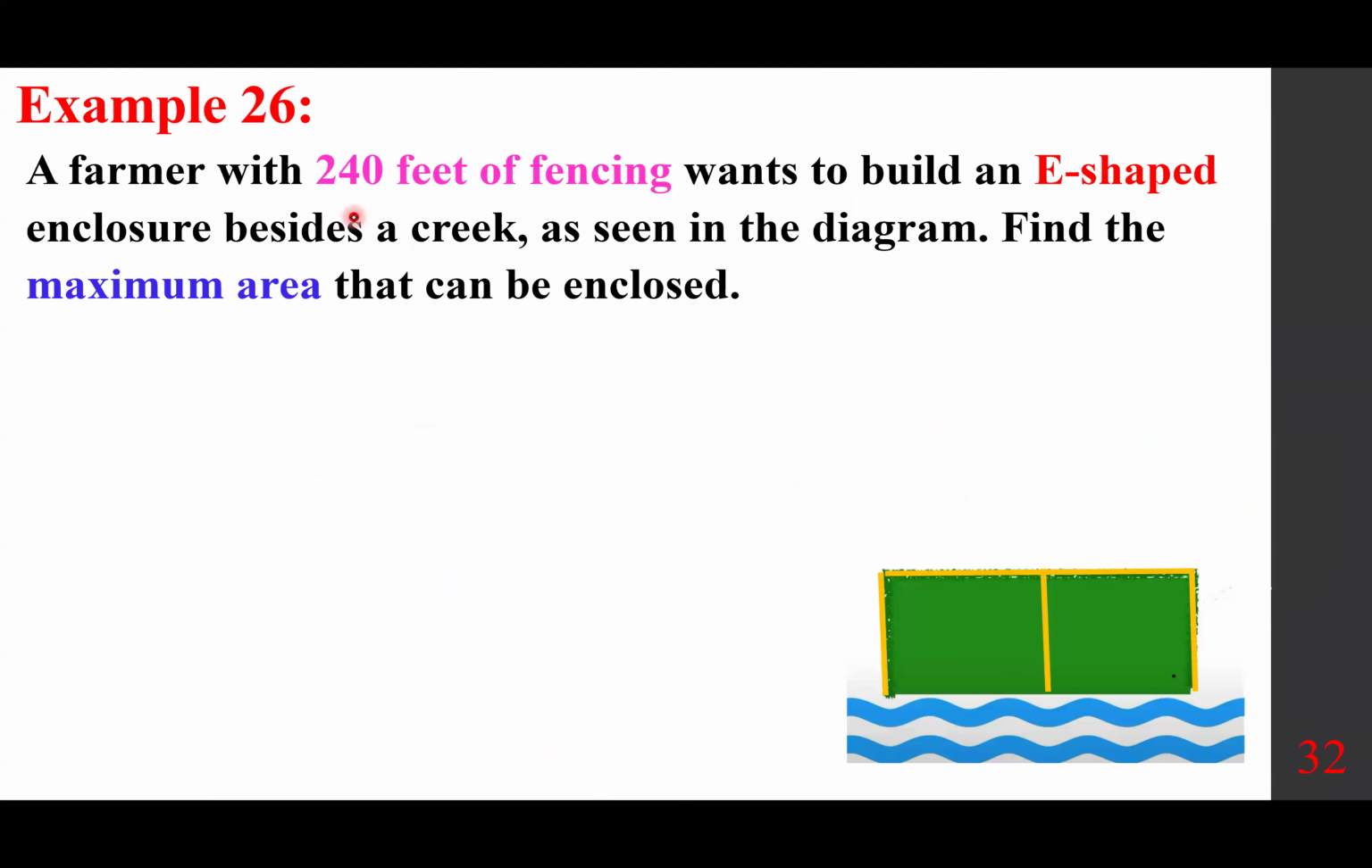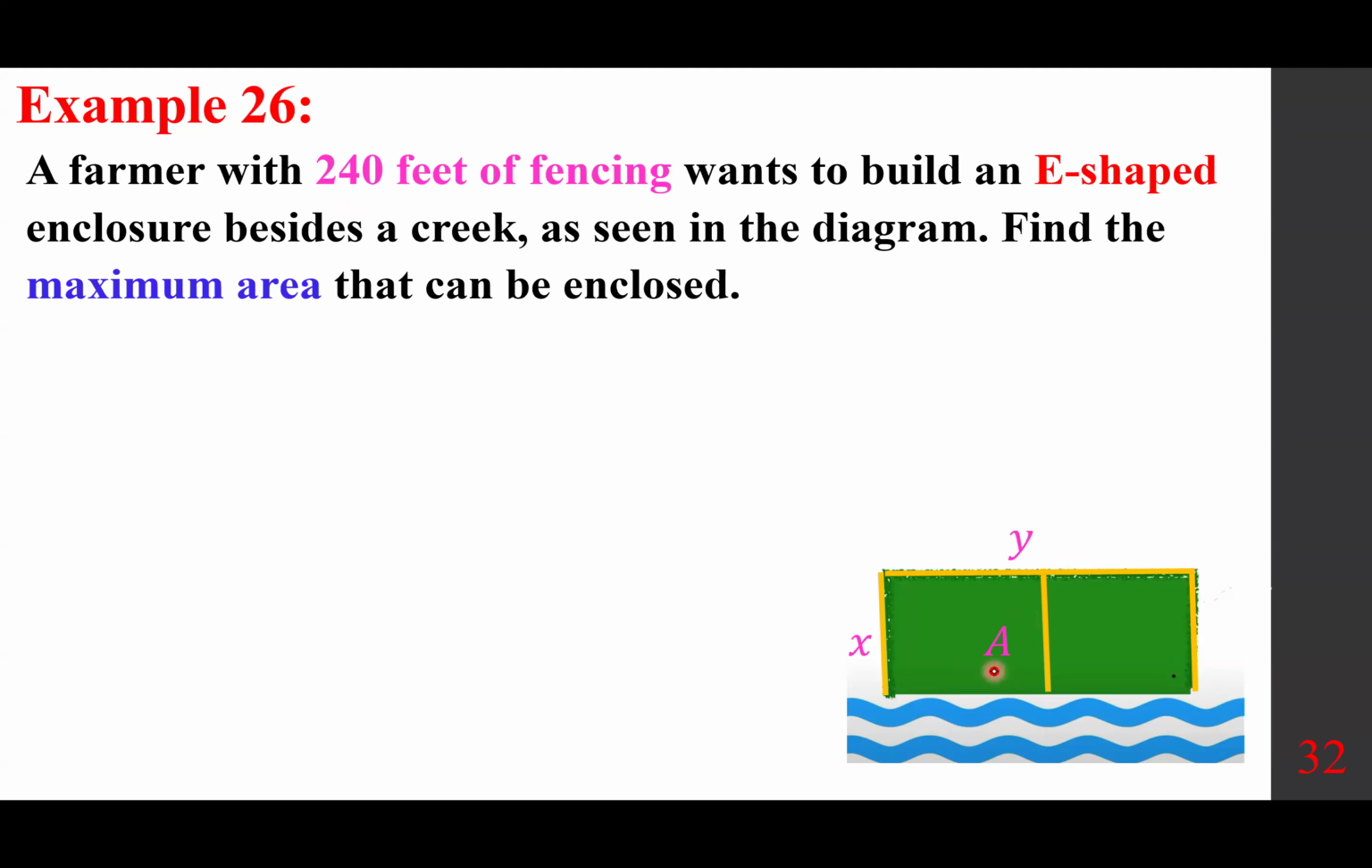A farmer with 240 feet of fencing wants to build an E-shaped enclosure beside a creek, as seen in the diagram. Find the maximum area that can be enclosed. Bear in mind, if a question like this is given, either the diagram is given to you or you must come up with the diagram because you need to define your variables, x and y.